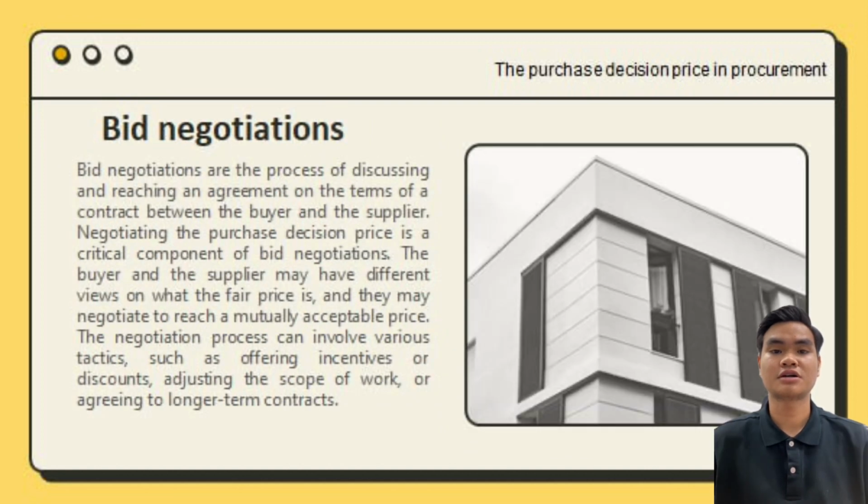Bid negotiation is the process of discussing and reaching an agreement on the terms of a contract between the buyer and the supplier. Negotiating the purchase price is a critical component of bid negotiation because the buyer and the supplier may have a different view on what the fair price is, and they may negotiate to reach a mutually acceptable price. The negotiation process can involve various tactics such as offering incentives or discounts, adjusting the scope of work, or agreeing to longer-term contracts.